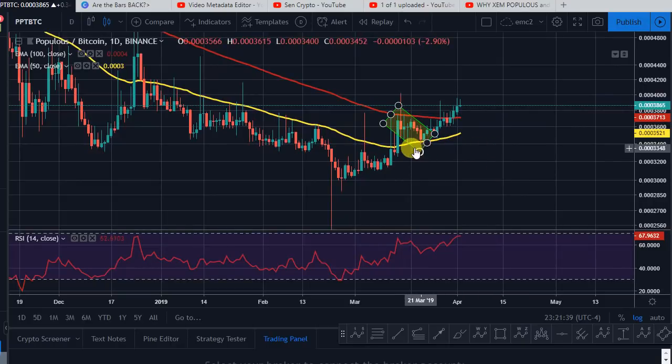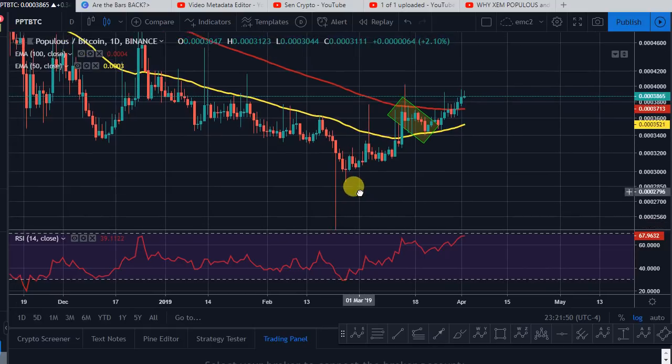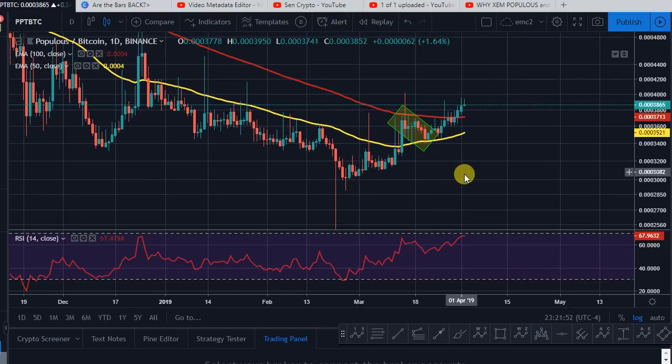When you take a look at POPULOS, if you've been following my channel, right? Somebody asked me to take a look at POPULOS back in, I think, mid-February, when POPULOS was completely oversold. I said POPULOS is going to be promising in the near future, in March and so on. So you take a look at POPULOS. We made a big wave to the upside.